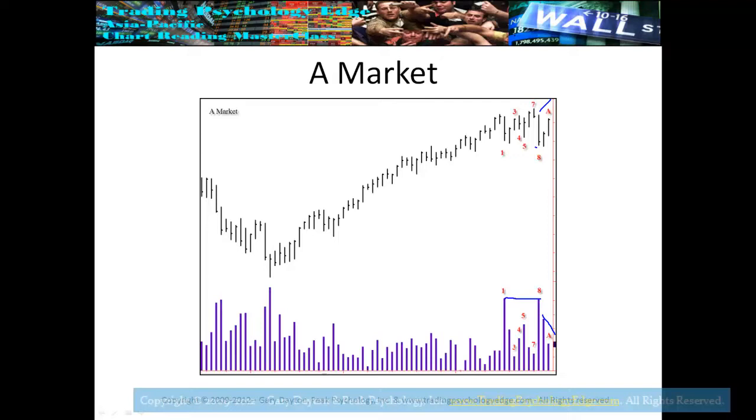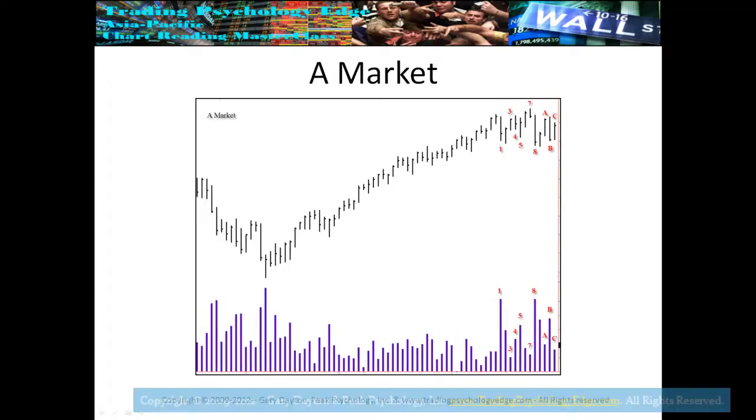So let's go a couple more bars here. What happens on B? It's another down bar. High volume. On bar C, they try to rally it up. It's an inside bar. Very light volume.